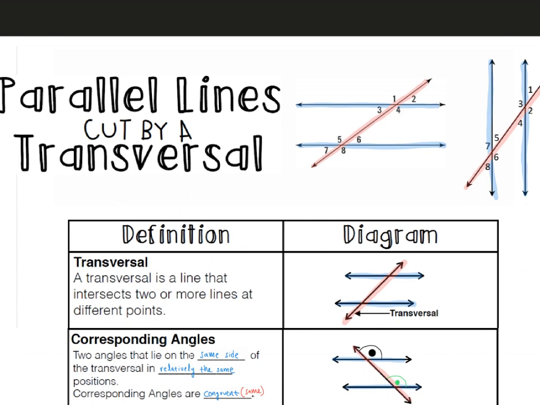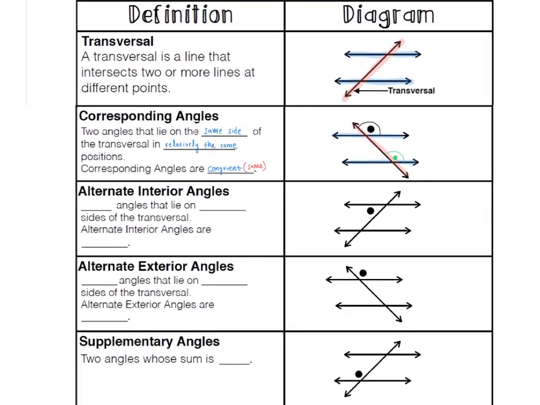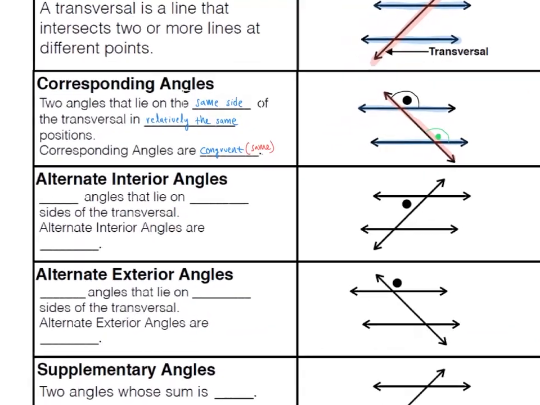Alternatively, angles 3 and 7 are corresponding angles. They're on the same side of the transversal, and they're in relatively the same position. They're the same angle, okay? So you can see that actually all of the angles are in a corresponding angle relationship with another angle. All right, next definition, alternate interior angles, okay?